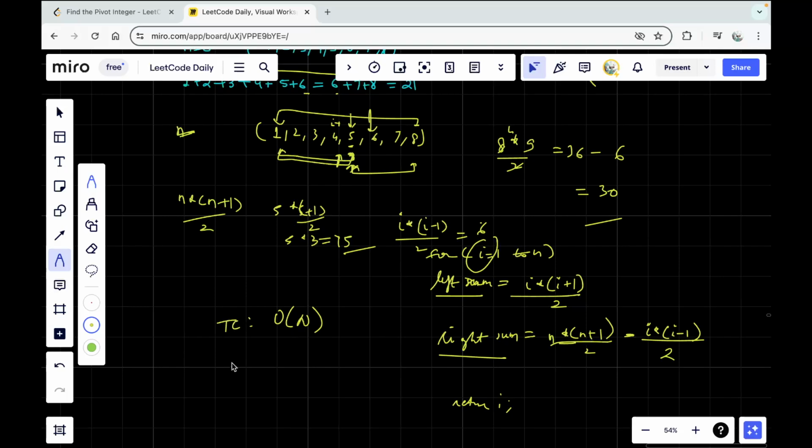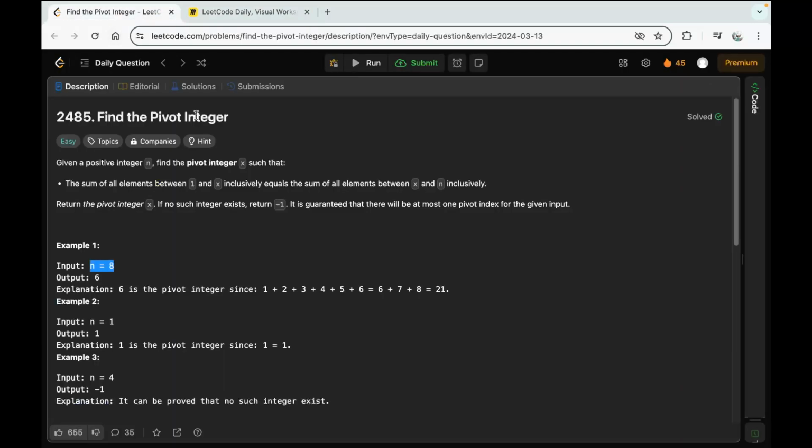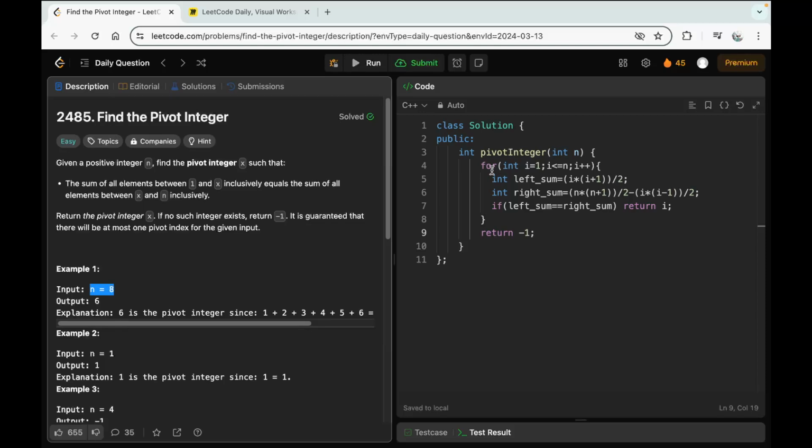That is your time complexity, and space complexity you can already see is constant. Now let us quickly look at the code, which is quite easy. You're simply iterating from I is equal to 1 to I less than or equal to n and calculating the left sum and right sum, as we already saw. At any point, if left sum and right sum become equal, you have to return that particular integer. Otherwise, return -1. So I hope you understood the problem.